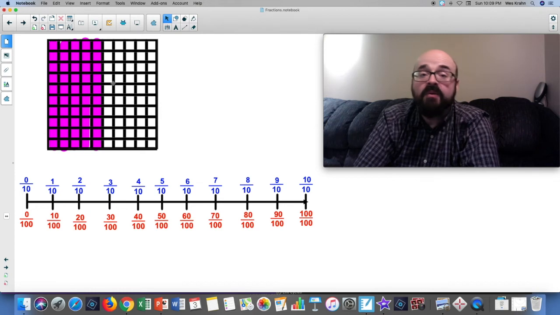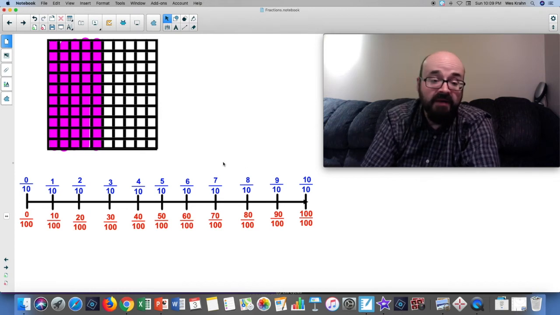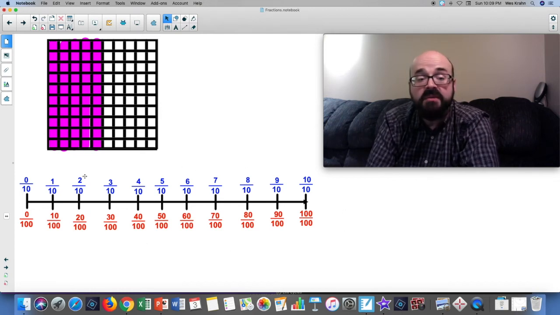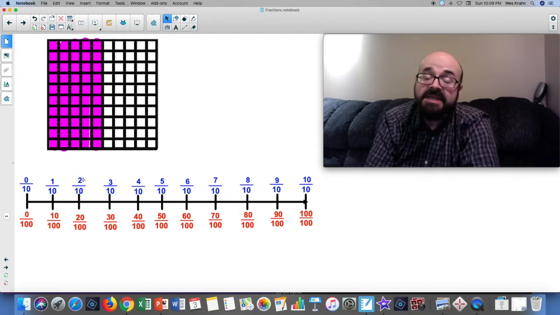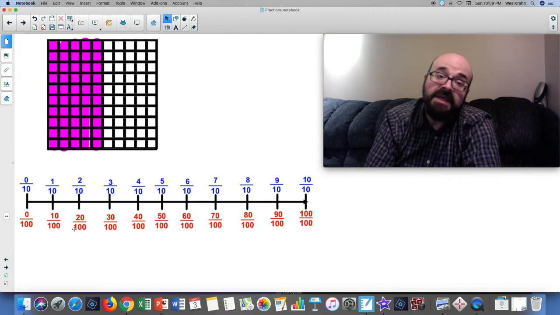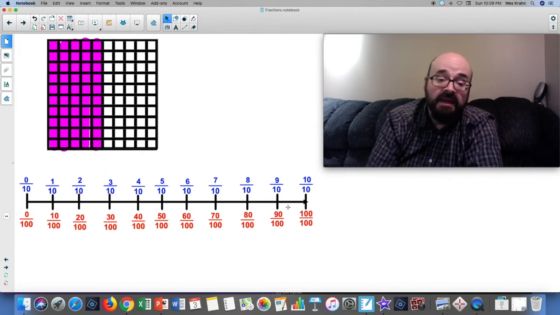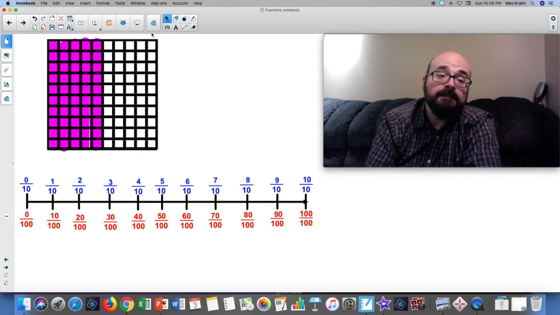And so now we're dealing with hundredths. I filled in this number line that shows the comparison between tenths and hundredths, and if I have 2 tenths, it is equal to 20 hundredths. You can see that in my waffle here.